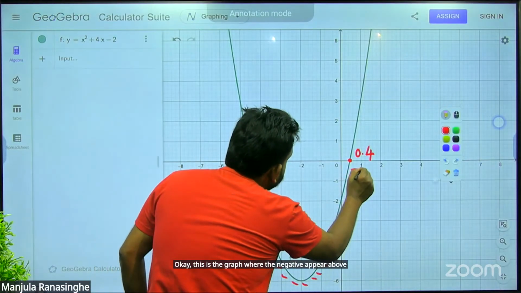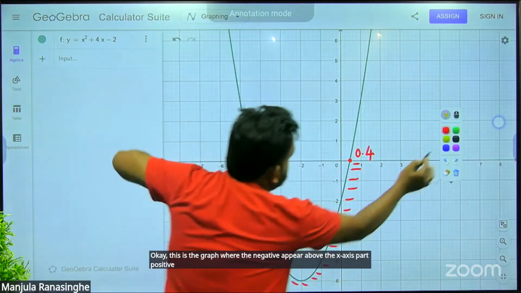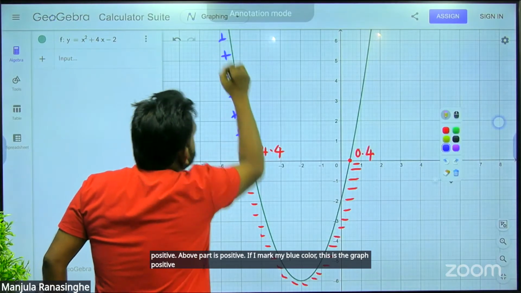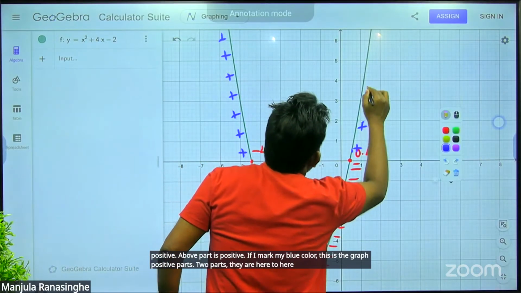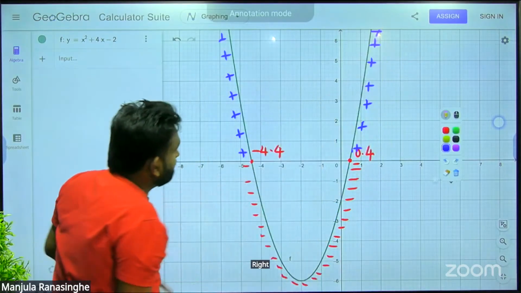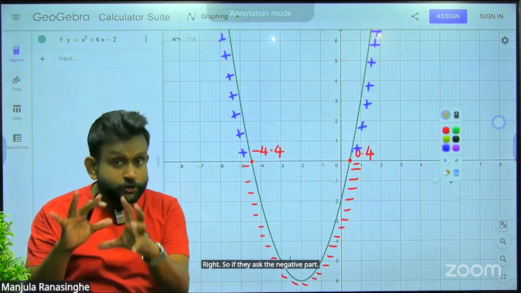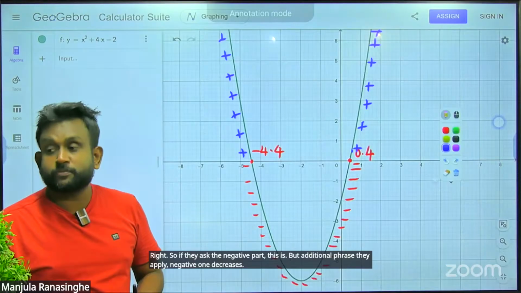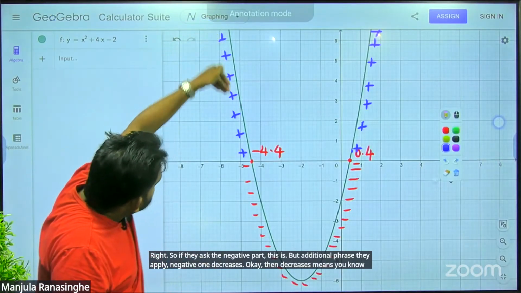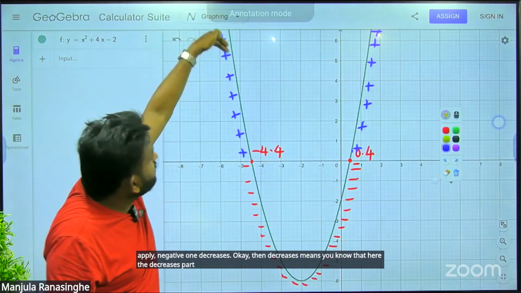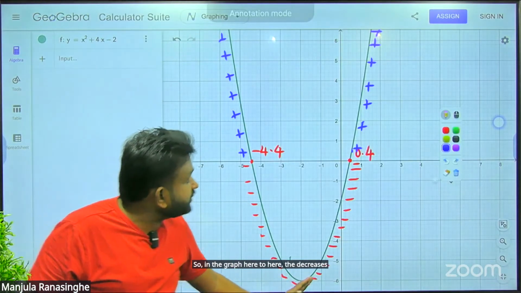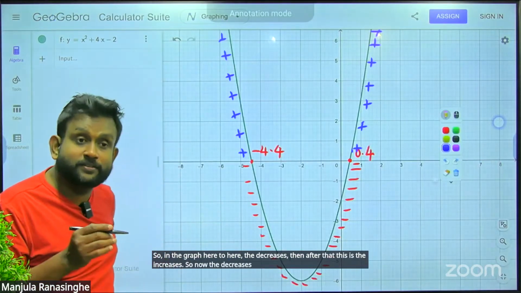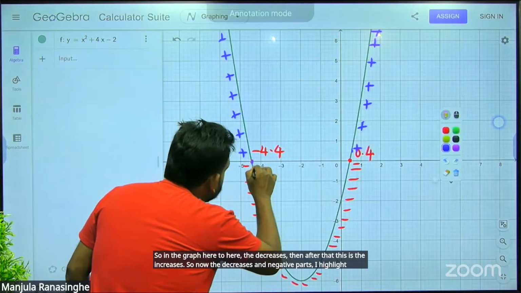The part above the x-axis is positive. If I mark it in blue, this is the positive part of the graph, in 2 parts: here to here and here to there. So if they ask for the negative part, this is it, but additionally they say negative and decreasing. Decreasing means, in the graph, here to here it decreases, and after that it increases. So I highlight the decreasing and negative part in red.